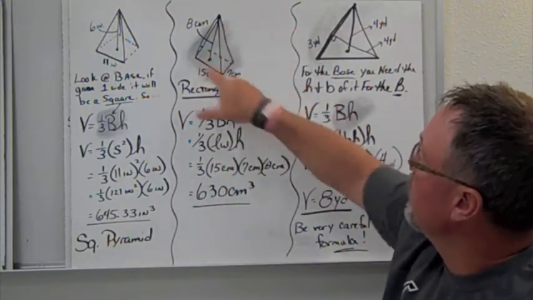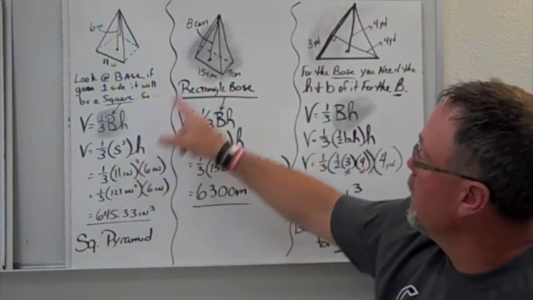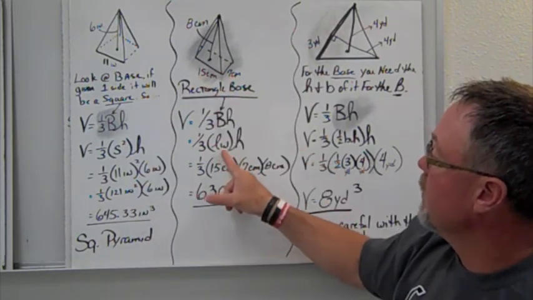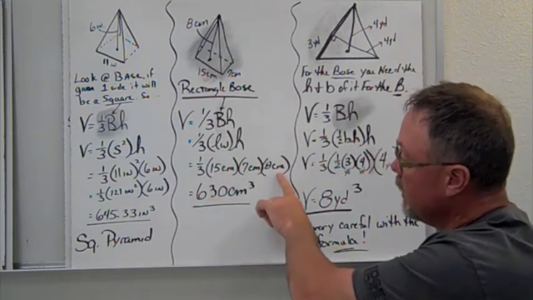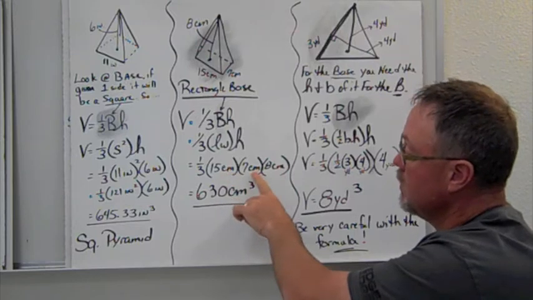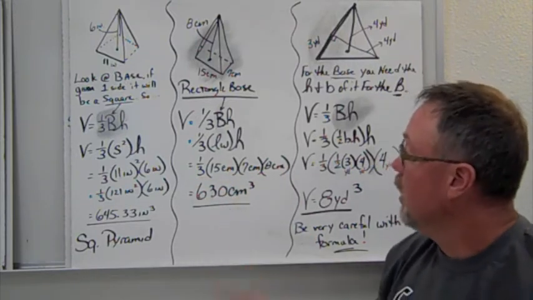For the middle one, we have a rectangular base. So instead of s squared, we're given 2 numbers. So we have length times width, which is the area of a rectangle. Again, multiply our numbers once we put them in. There you can see the 3 centimeters. And we're going to divide by 3 to get our answer.